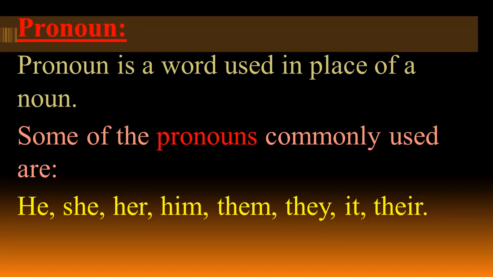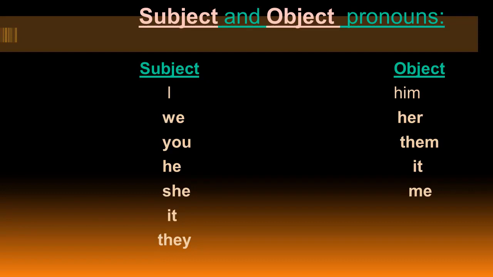Some of the pronouns commonly used are he, she, her, him, them, they, it, and their. We'll discuss these pronouns today. But before we get into the topic, let's see what subject and object pronouns are first. Pronouns fall into these categories: subject and object pronouns. Subject pronouns are I, we, you, he, she, it, and they. And object pronouns are him, her, them, it, and me. These are some object pronouns.